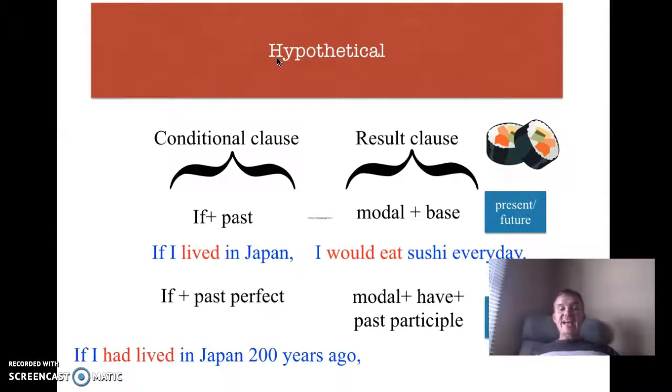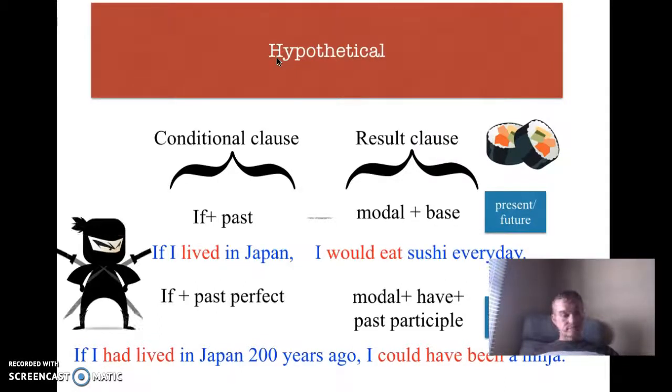So if I had lived in Japan 200 years ago, now clearly this is impossible. It's not going to happen, but we can still talk about it. So if I had lived in Japan 200 years ago, I could have been a ninja. This one's quite difficult. It's quite tough. Again, if plus past perfect, and then modal plus have plus past participle. That's how we speculate about what would happen in the past.